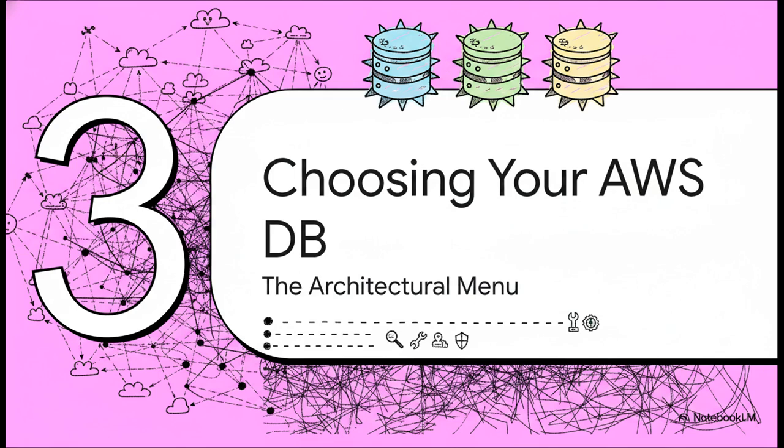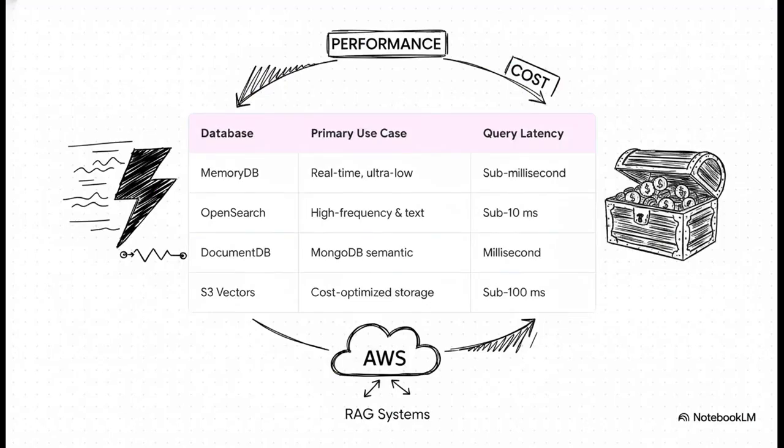Let's move to Section 3, choosing your AWS database, the architectural menu. Let's break down this spectrum of performance and cost. If you're building, say, a real-time recommendation engine, and you need blistering, ultra-low latency, Amazon MemoryDB is your go-to. It gives you sub-millisecond latency because everything is in memory. But on the complete opposite end, if you're prioritizing storage economics for billions of vectors, maybe for an archival RAG app where sub-100 millisecond latency is totally fine, then Amazon S3 Vectors is the move. And sitting nicely in the middle, you've got OpenSearch and DocumentDB for high-frequency or MongoDB-compatible workloads.